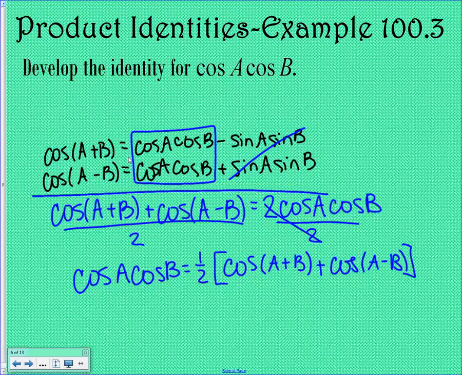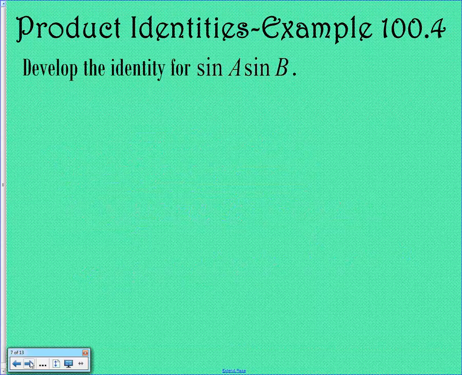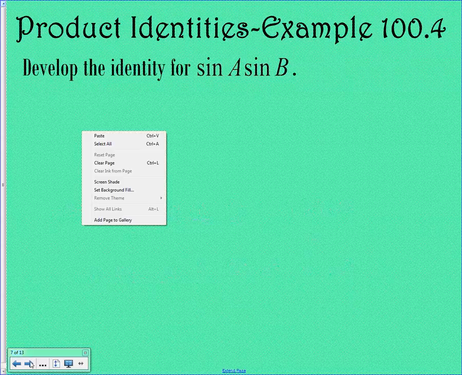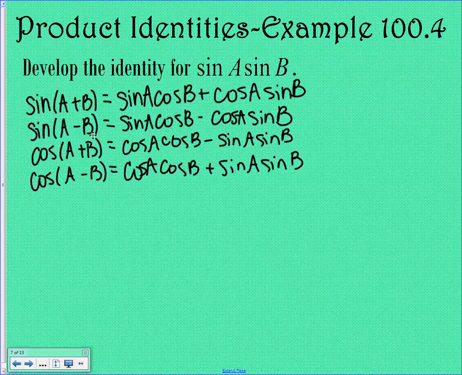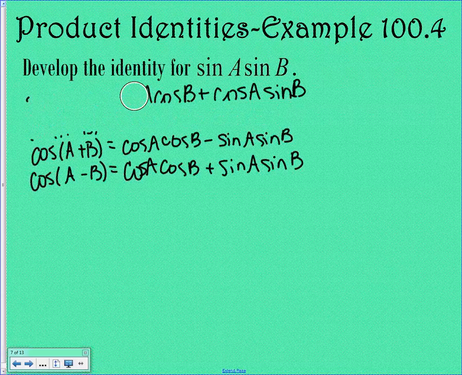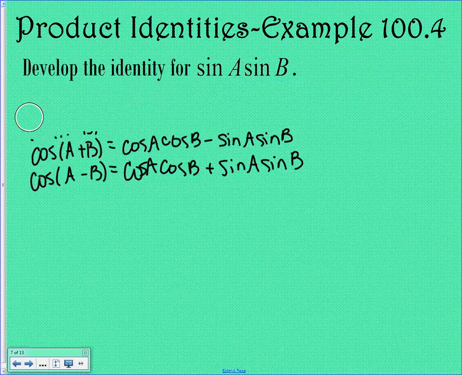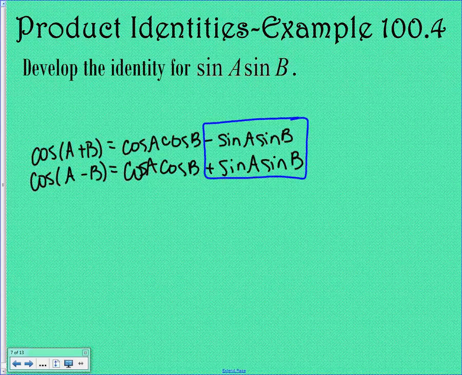And so that would be the development for the cosine of a, cosine of b. Okay, so we've got one more to do. We're going to look for the sine of a times the sine of b. And so if you look at these 4, the ones that you're going to want to use are again the bottom 2. And so we want to keep this term here, so we need to negate the top one so that those terms don't cancel out.